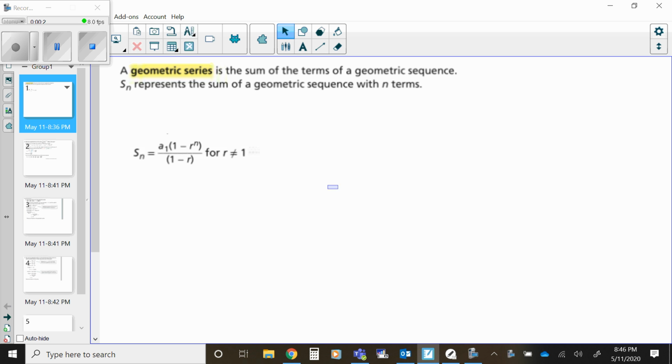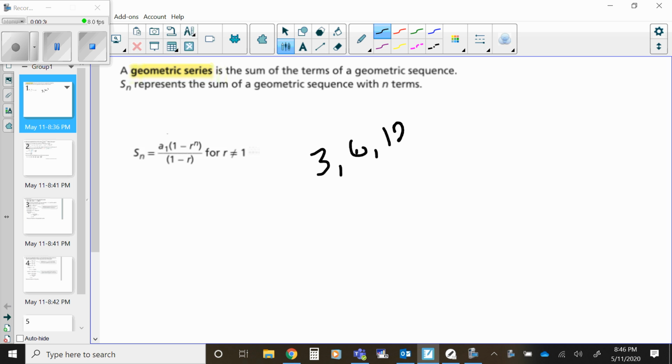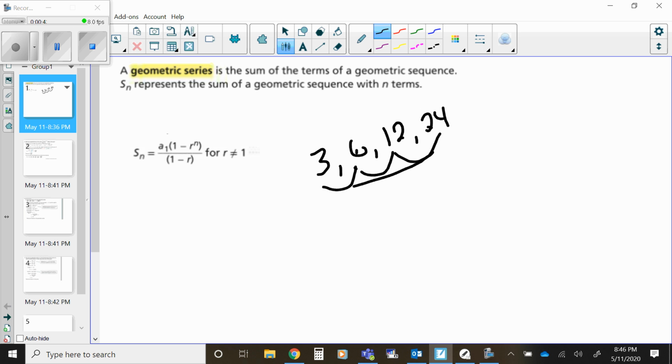So if I start out with 3, then I went to 6, and I went to 12, and I went to 24. That would be a geometric sequence because I'm times by 2, times by 2, times by 2, right? So the series would be when I add these all up. Now, the problem is you can't just add anything like a geometric series because these things go on forever. So we call it a finite geometric series, where we have an ending point.